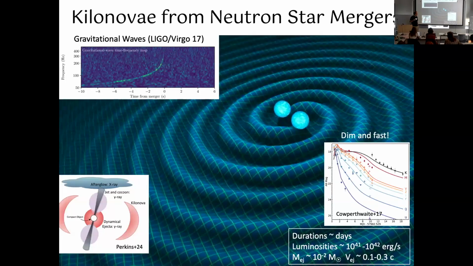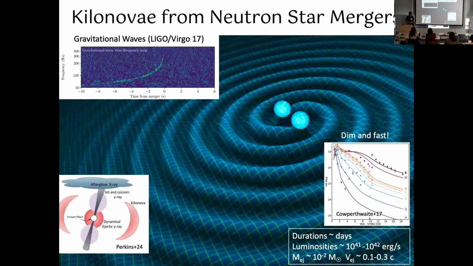It creates heavy elements which are radioactive, and they cause the ejecta to stay hot and result in a fast and dim transient that we typically refer to as a kilonova. So kilonovae peak on a time scale, depending on what band you're talking about, of typically days. And they have luminosities of order 10^41 or 42 ergs per second. So not that much dimmer at peak than a supernova, but substantially faster.